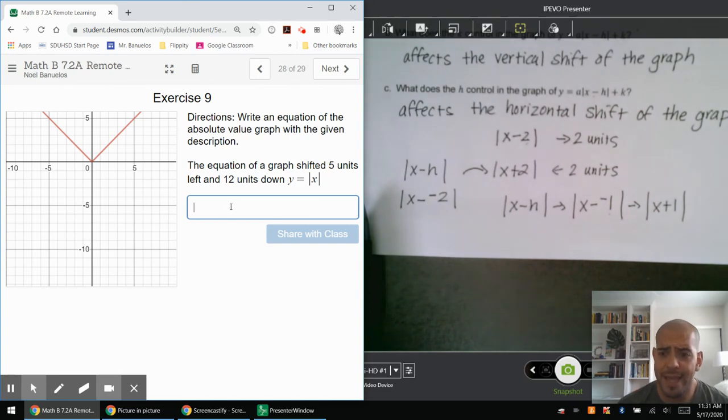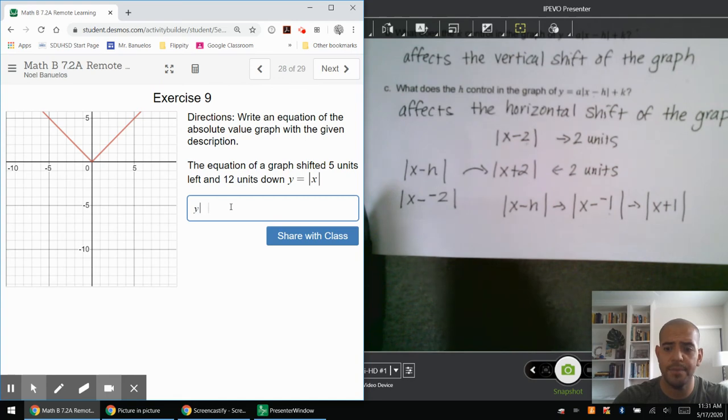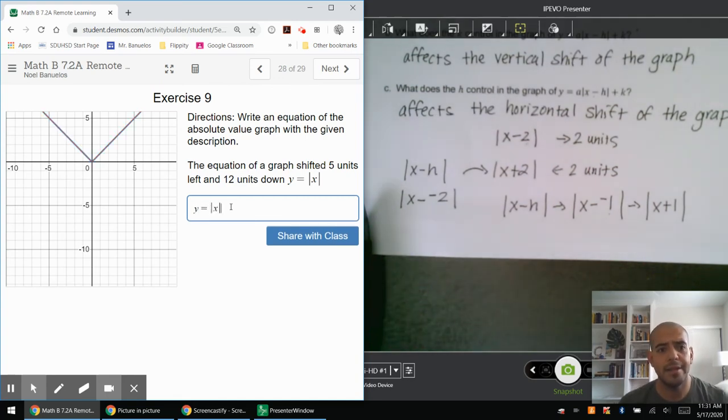All right. So there's my original. The red line is the absolute value of X. That's my original function. And what I want you to do is shift it 5 units left and then 12 units down. So let's type in the original first, okay? Y equals the absolute value of X. All right, notice how the blue replaced the red graph, okay? So the equation was shifted 5 units to the left. So I want it to go left 5 units.